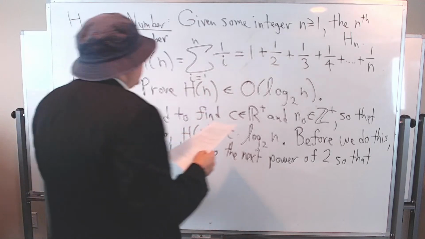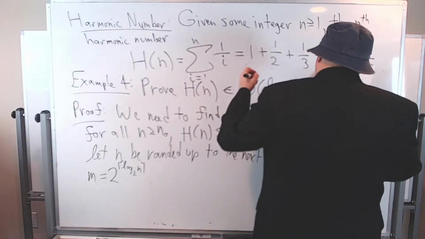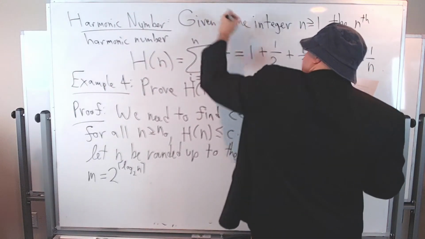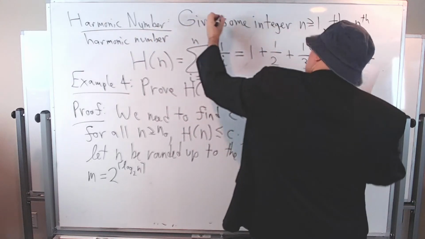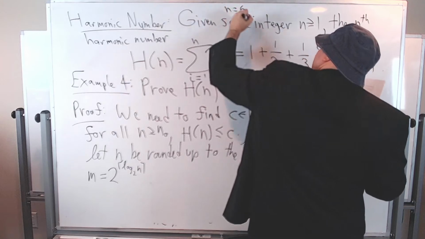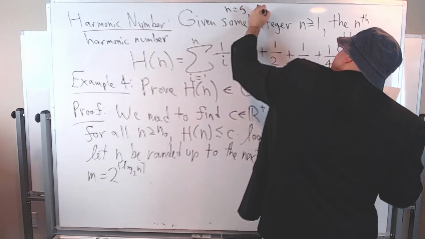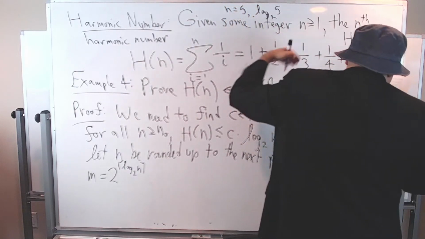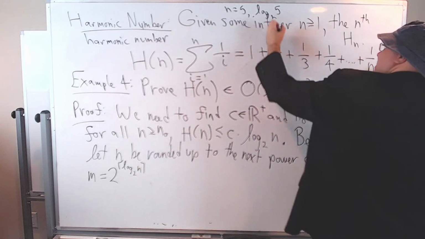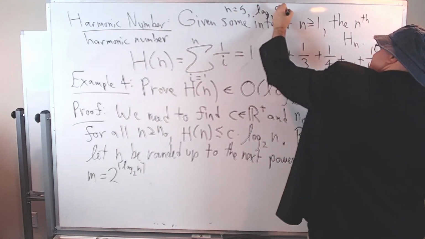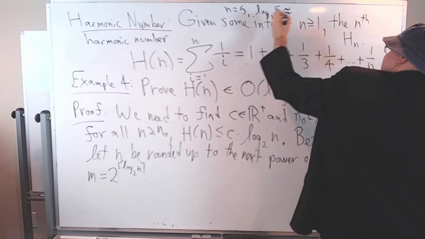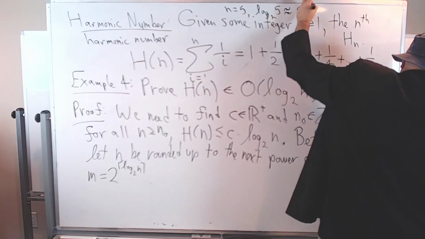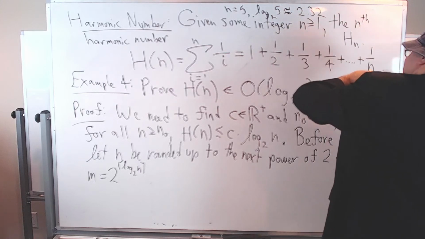So what do I mean by this? For example, say n is equal to 5. What I'm saying is that log base 2 of 5 is approximately 2.32, I think. You can tell me in the comment section.